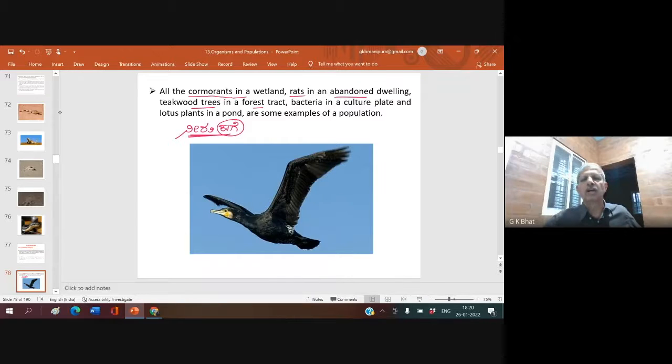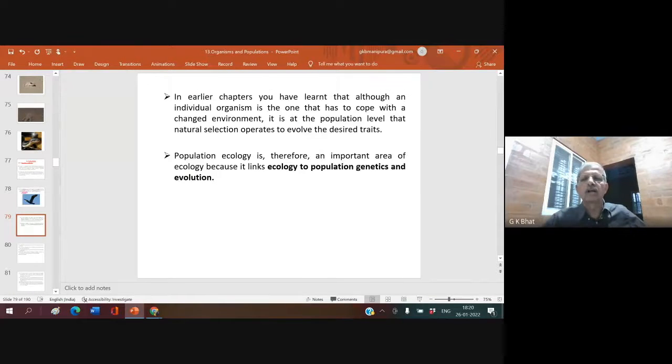Teakwood trees in a forest, bacteria in a culture plate, lotus plants in a pond are all some examples of population. In earlier chapters, you have learned that although an individual organism is the one that has to cope with the changed environment, it is at the population level that natural selection operates to evolve the desired trait. What does it mean? As far as evolution is concerned, we are always looking at the population level, not at the individual level. Population ecology is therefore an important area of ecology because it links ecology to population genetics and evolution.